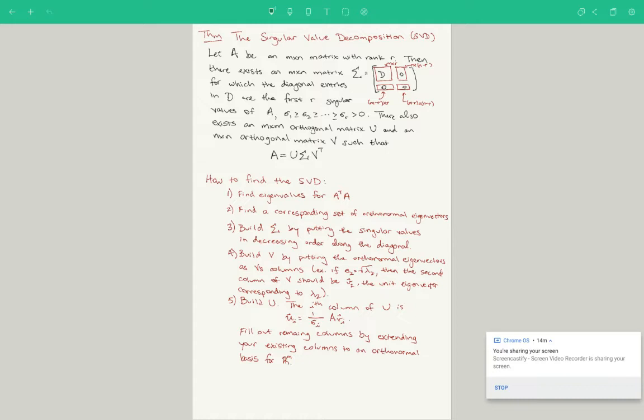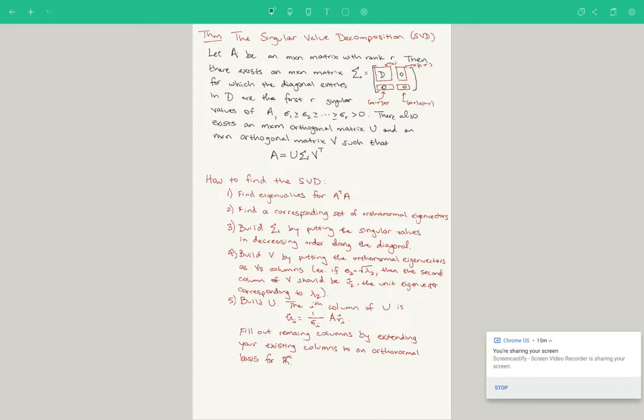And what it's telling us is we're going to let A be an arbitrary m by n matrix with rank R. So we have R non-zero singular values. Then there exists an m by n matrix sigma that is sort of our pseudo-diagonal matrix. Sigma is going to be composed of some blocks. The upper corner is actually a diagonal matrix, and the rest of it is zeros. Our actual diagonal matrix is this matrix D, and the diagonal entries are the first R singular values, so all the non-zero singular values, arranged in decreasing order.